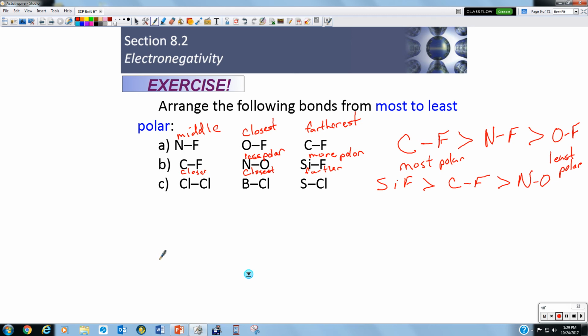Do we need to do the other one? All right. So this one we should be able to get the least polar just by looking at it. Which one is the least polar? Because it's the same element, obviously it's going to be right next to each other. It's going to have a 0 in EN difference. And then which ones are the furthest apart?